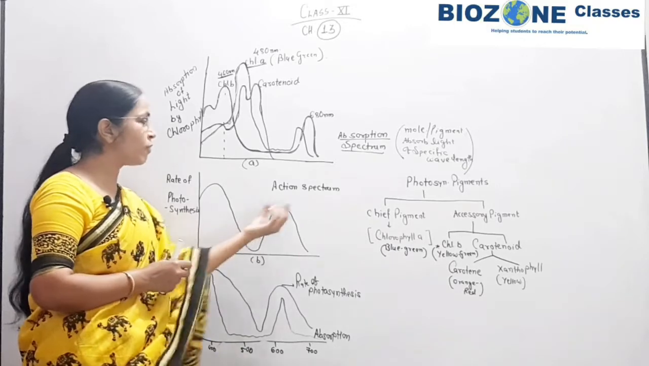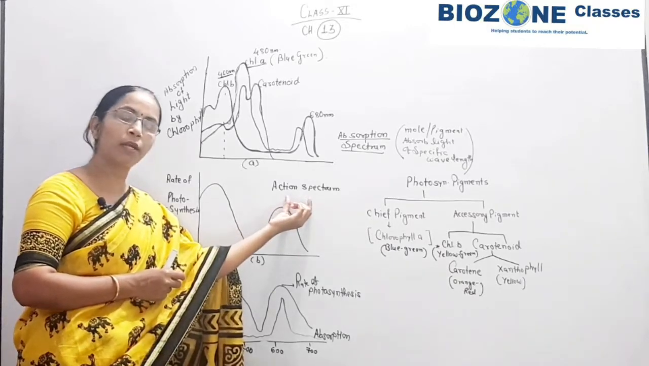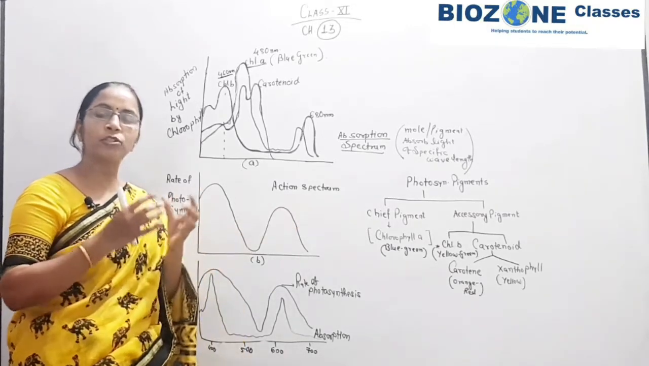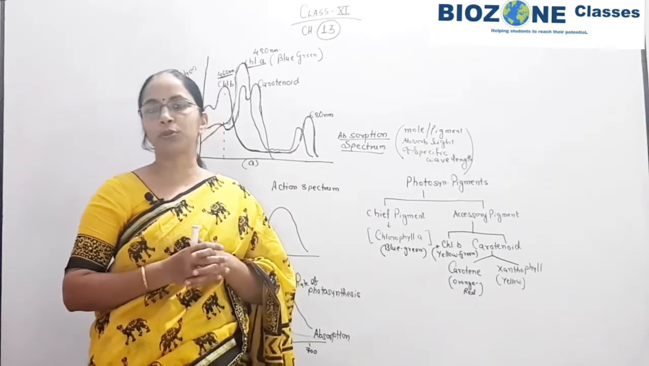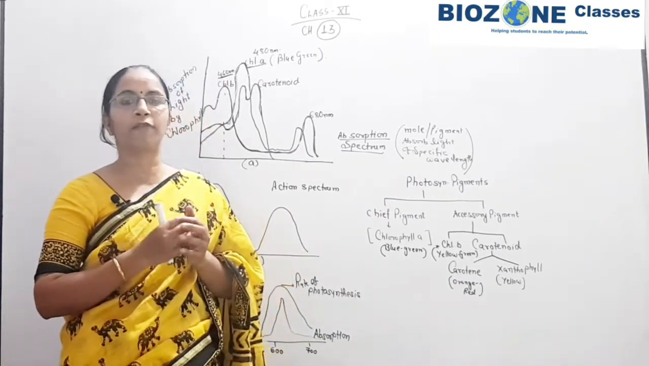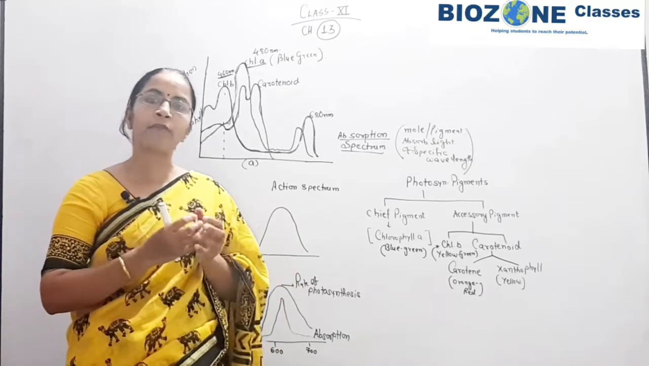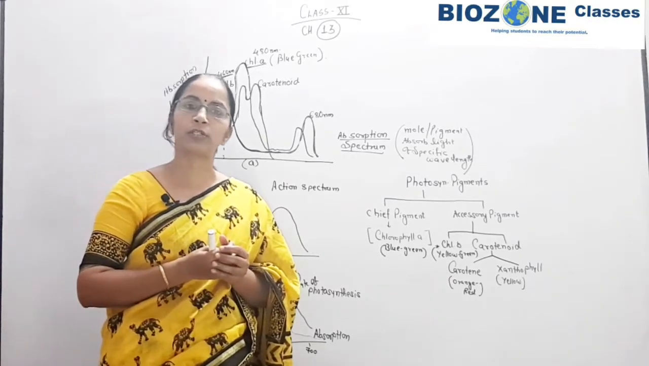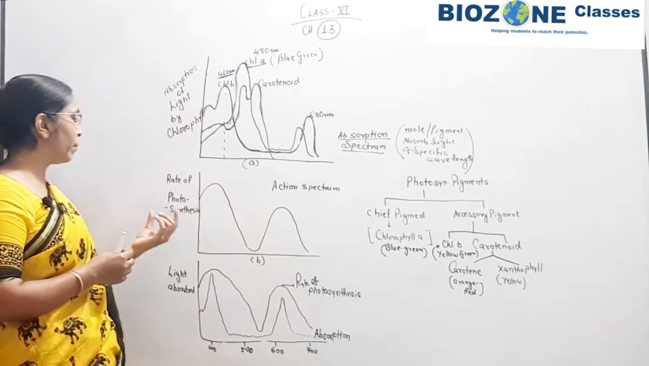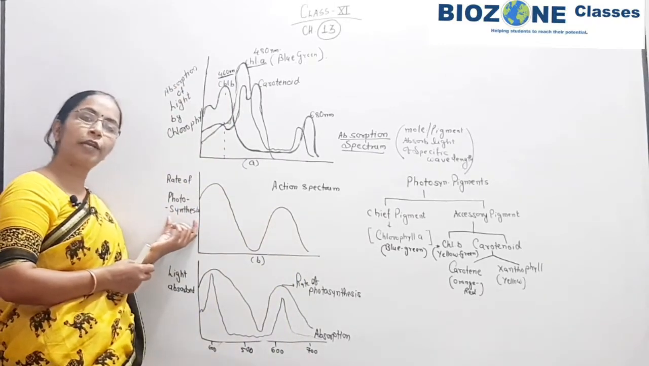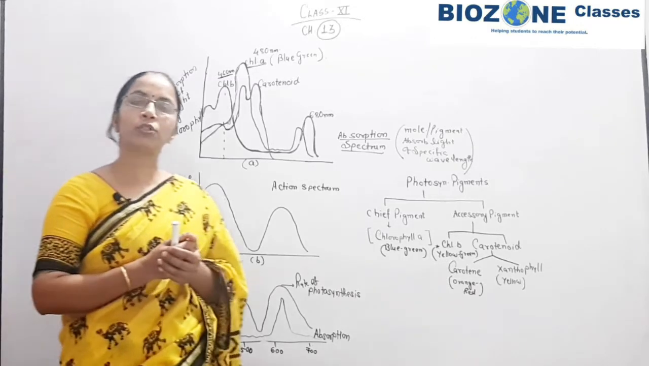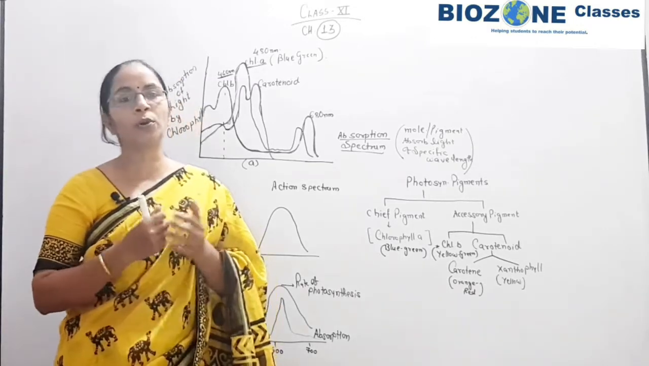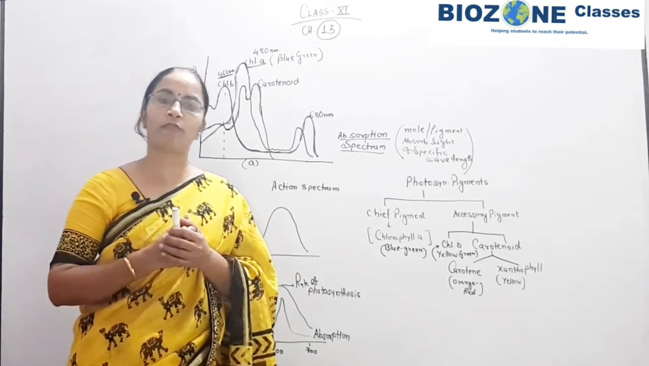The second graph is for the action spectrum. Now what is the action spectrum? Action spectrum means when we study the rate of photosynthesis at a particular wavelength of light, then we are mainly studying the action spectrum. So here you remember, it is clearly mentioned: rate of photosynthesis. For objective purposes, one question is repeatedly asked: how can you find out the rate of photosynthesis?